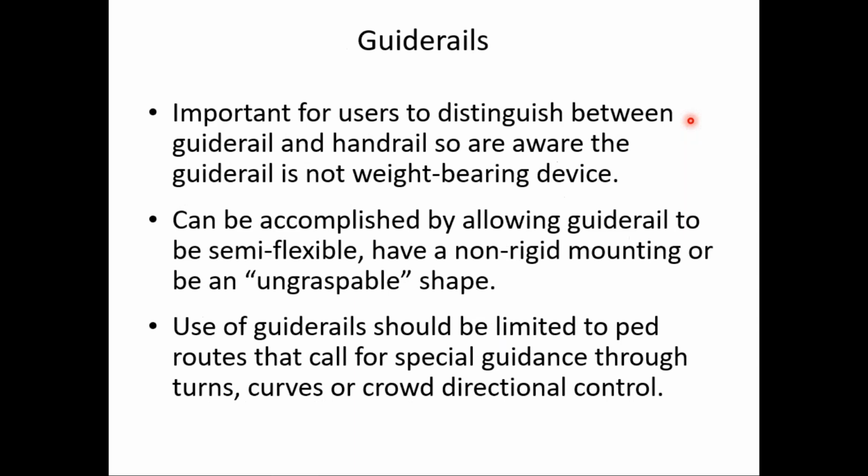Guide rails need to be distinguished from handrails so that the user is aware that the guide rail is not a weight-bearing device. And this is usually accomplished by making the guide rail semi-flexible or else having a non-graspable shape so that it's clear that this is not a handrail or something that you can use for support. It's strictly for guidance.